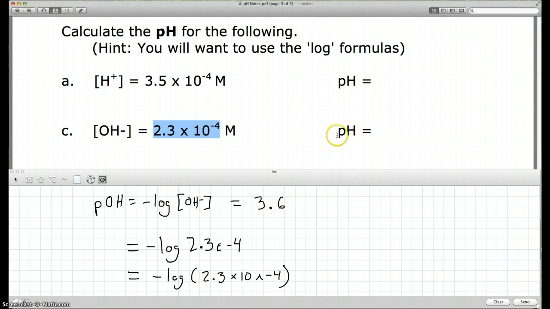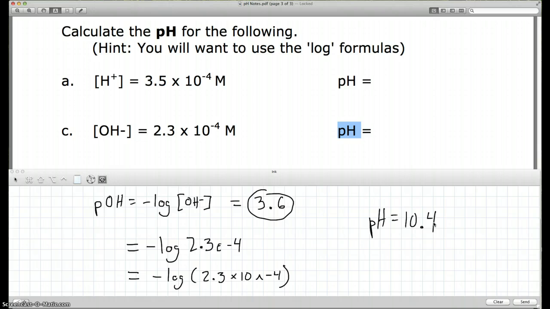But if I look at the question, it's actually asking for pH. And just like before, pH and POH equal 14. So if the POH is 3.6, all I do is 14 minus 3.6, and that gives me 10.4. So my pH equals 10.4.